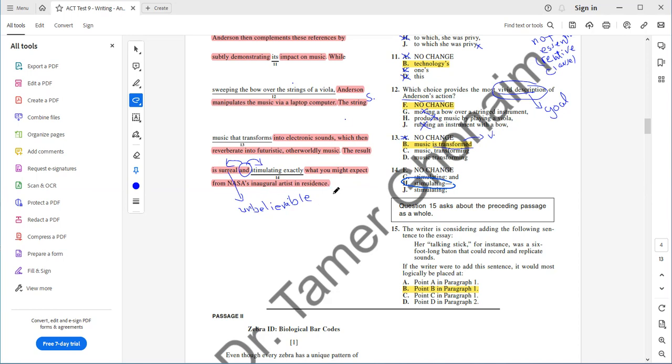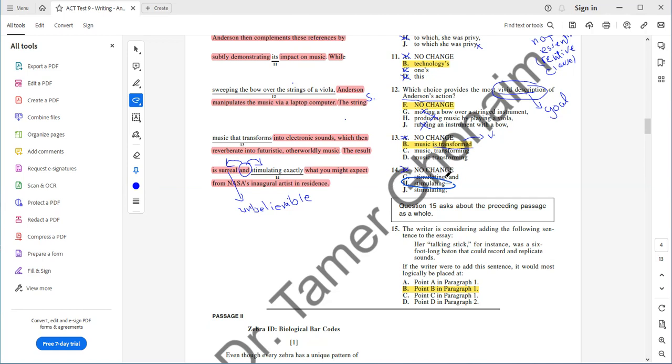Okay. If you look at the first one, and stimulating, exactly what you might, there is a problem, because here there is another sentence that has a subject and verb. And now what is the connection between them? It's like they are connected. They said the result is surreal and stimulating. Then what you might expect from NASA's agro artists in residence. So we must have a separation between them. So there is a problem in F.